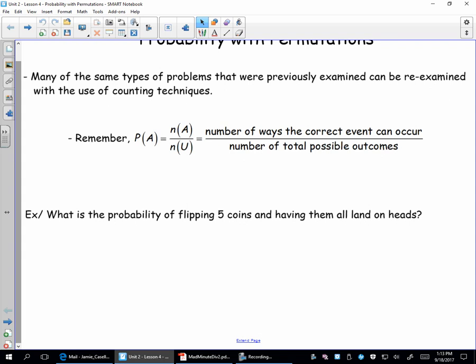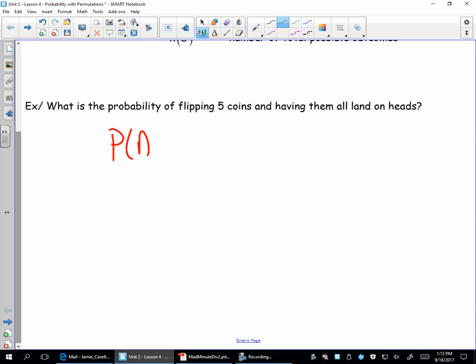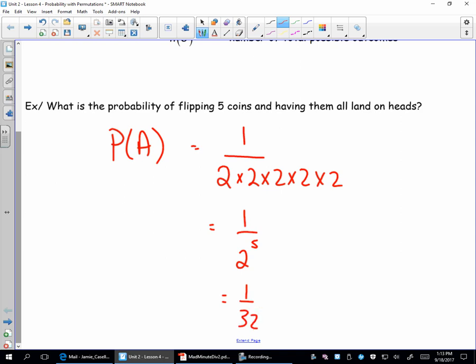The probability of flipping 5 coins and having them all land on heads. Okay, so it's probability, not just counting. So we're going to start with P of A. How many ways can we have them all be heads? Well, there's only one way. They all have to be heads. How many different ways can we flip coins? Well, for each coin, there's 2 choices. So 2 and the second coin, 2, and the third coin, 2, and the fourth coin, 2, and the fifth coin, 2. Or in other words, 1 over 2 to the 5, which you can simplify as 1 over 32.